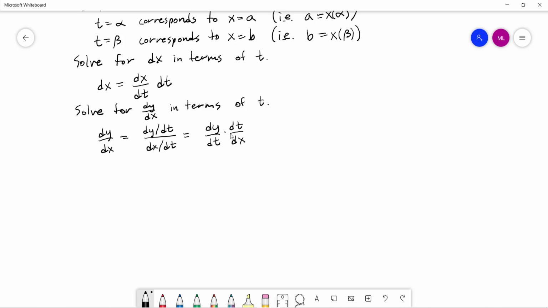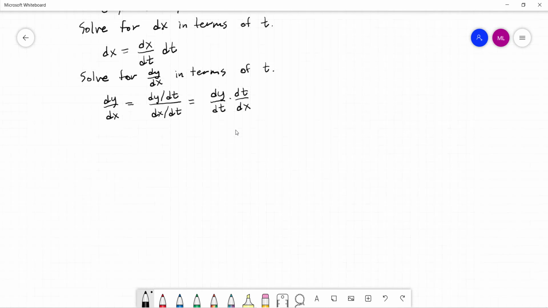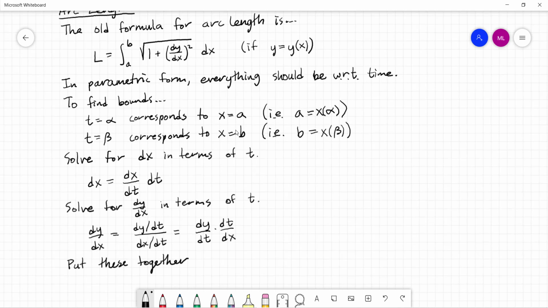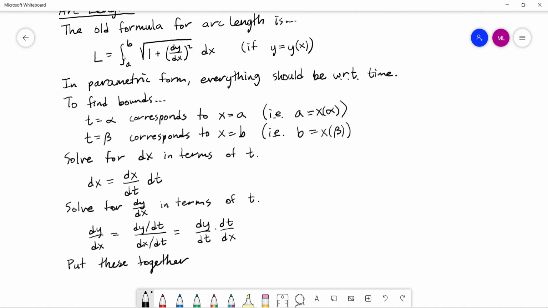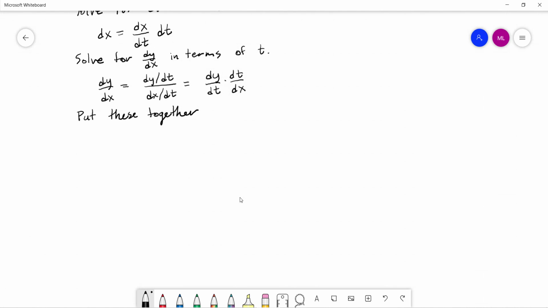These represent equivalent things. So if we put these all together, all I've done is started with this formula and figured out how to convert every component of this to be in terms of t instead of in terms of x. So we know what our new bounds are going to be. They're going to be alpha and beta, that we can find by solving this equation for alpha and beta. I'm going to swap in the dx to look like this, and I'm going to swap in the dy dx to look like this, or alternatively this, if it's beneficial to do so.